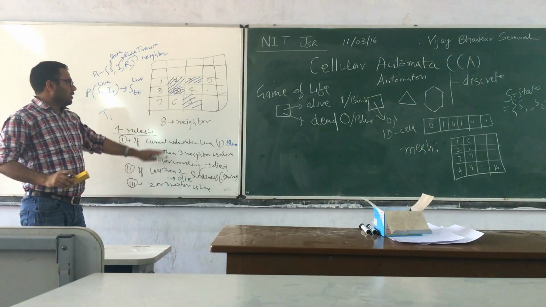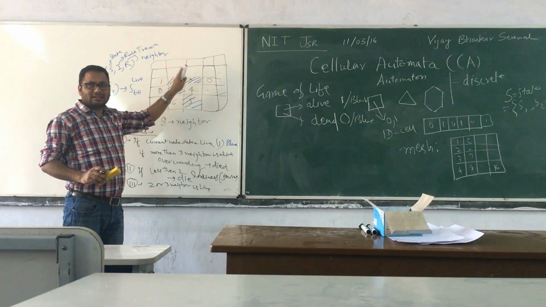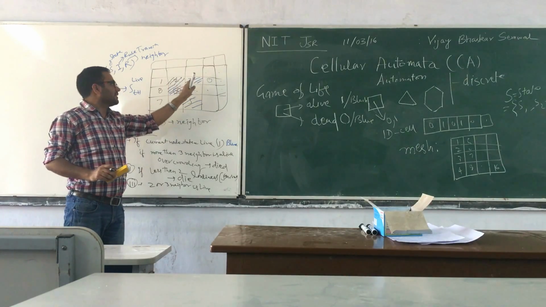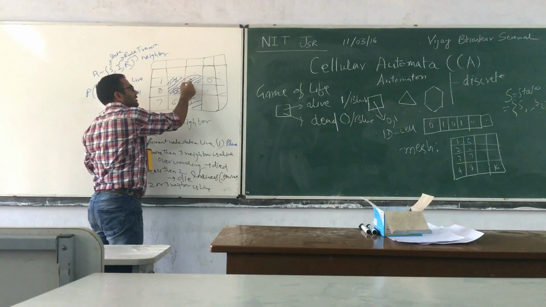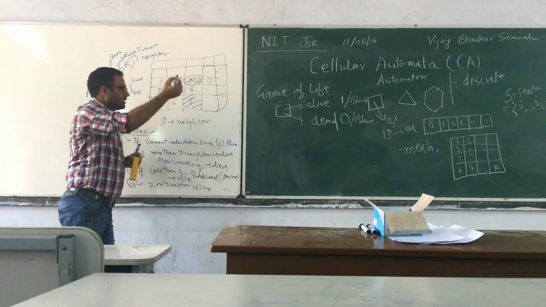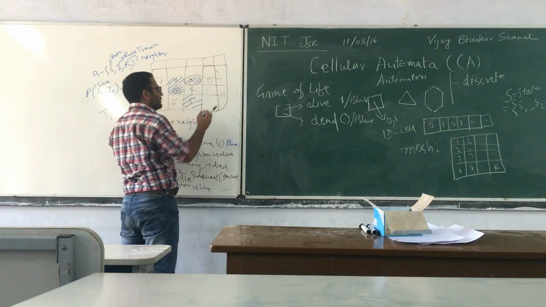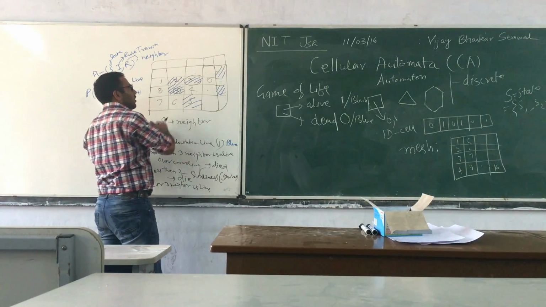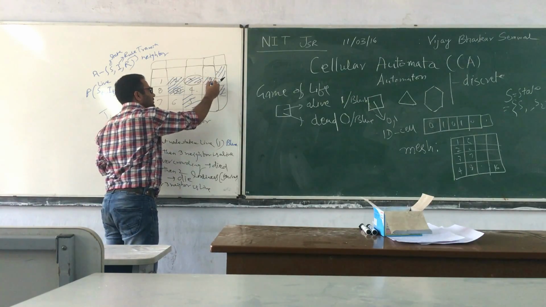So the condition is that if at least 3 neighbor nodes are live, then the node becomes live. But in this case, only one neighbor is live, all others are dead, so this node will not become live. But let us take another example. Now this node is live and this node is live. Now you see 3 neighbor nodes are live, so it will become live in the next generation.